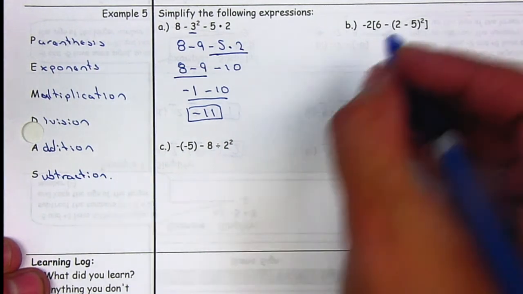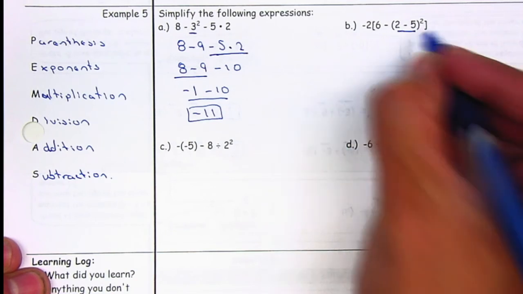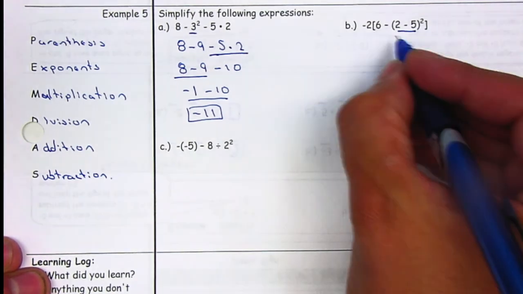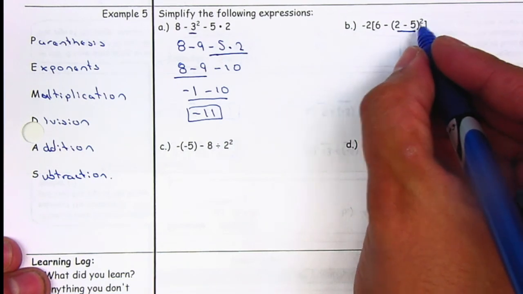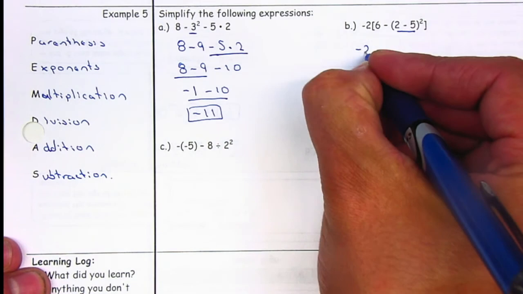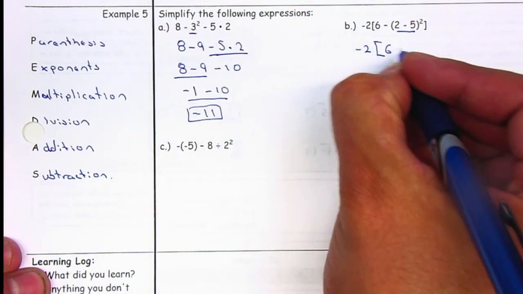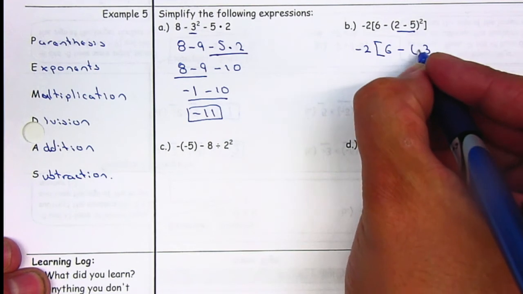For letter B, notice that we have brackets. Those are considered parentheses, but we're going to simplify first what's inside of the brackets. First, we're going to be working on the parentheses, then the exponents, and then the subtraction. We have negative 2, bracket, 6 minus, 2 minus 5, different signs, subtract, keep the sign of the bigger number.